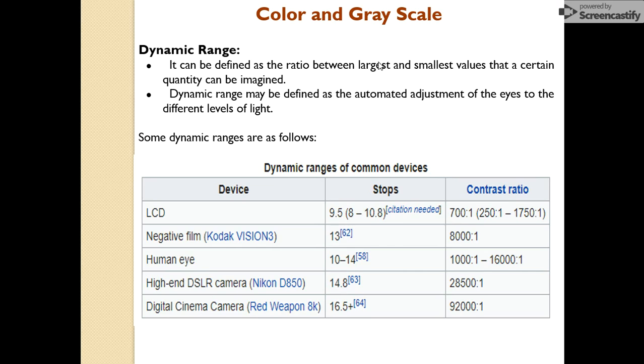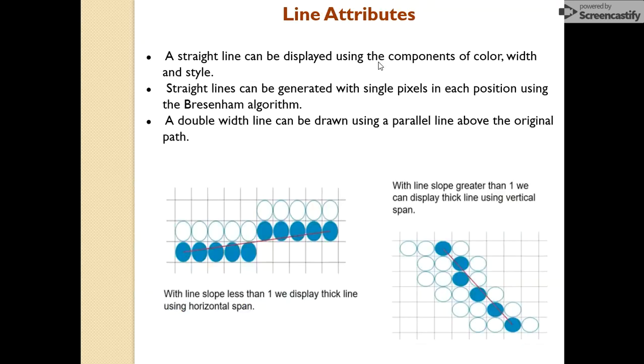The contrast ratio of LCDs, that is 700 to 1, is a really good one. But when it comes to a high-end DSLR camera, it's around 28,500 to 1, which is a really good ratio. It's more than the human eye. So it's got a really good adjustment level, a very good dynamic range. That is the very reason that it gets high quality images.